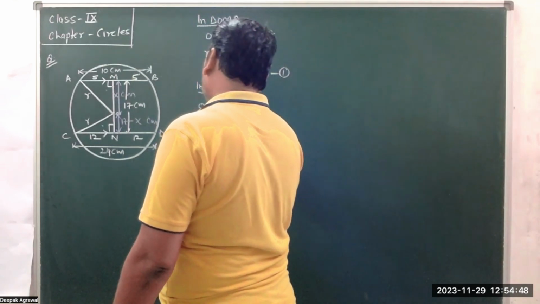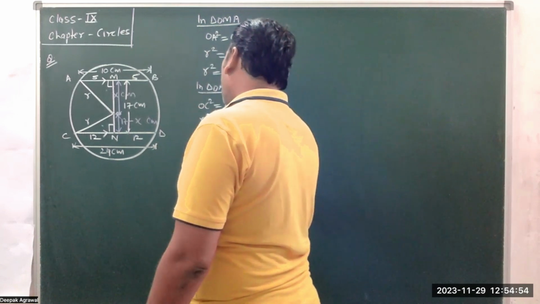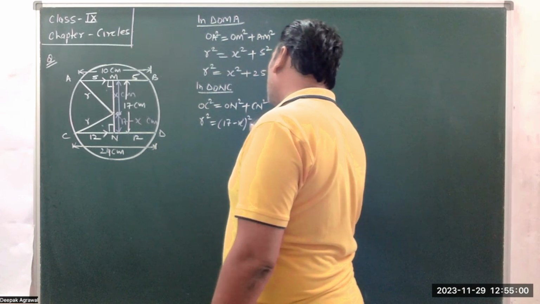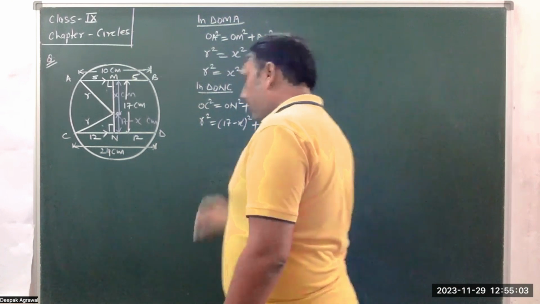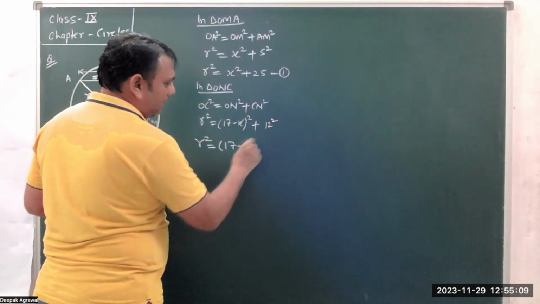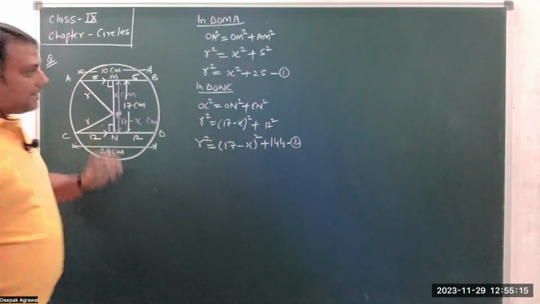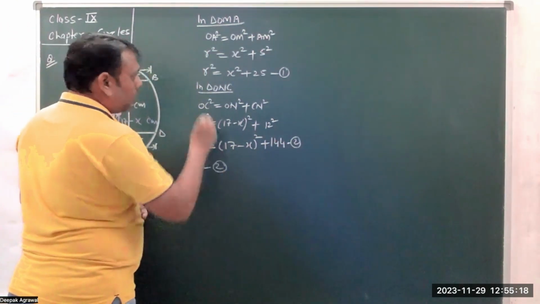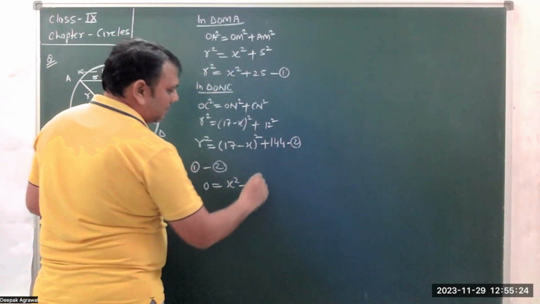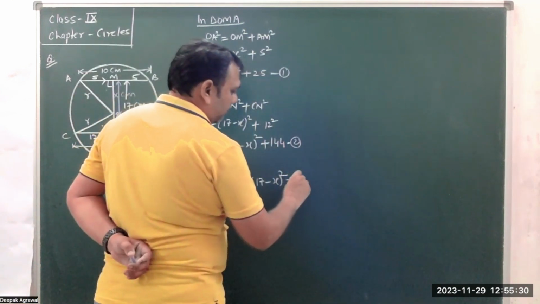Similarly, in triangle ONC, OC square is equals to ON square plus CN square. OC square is again R square, ON square, that is (17 minus x) whole square, plus 12 square. So I can write it as R square is equals to (17 minus x) whole square plus 144. If I subtract the two equations, 1 minus 2, R square minus R square is 0, x square minus (17 minus x) whole square, 25 minus 144.